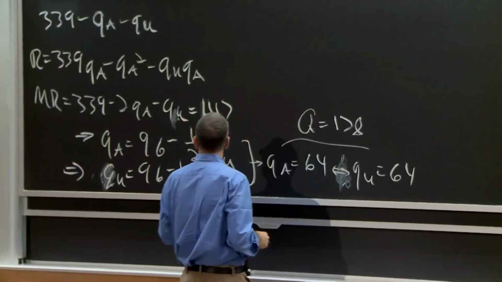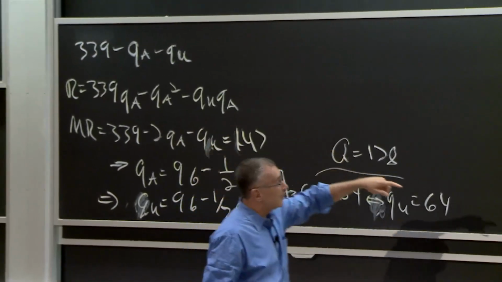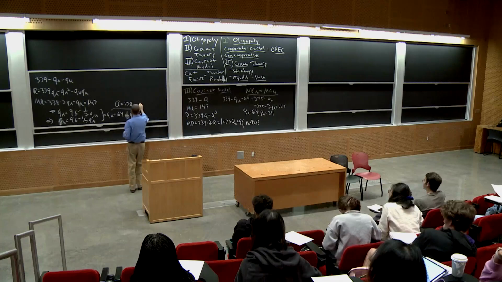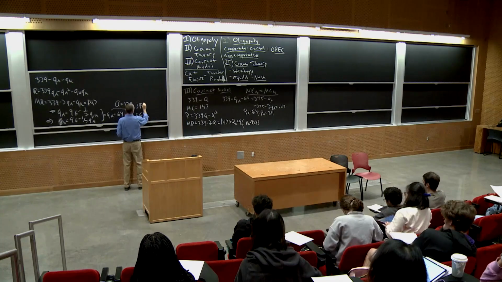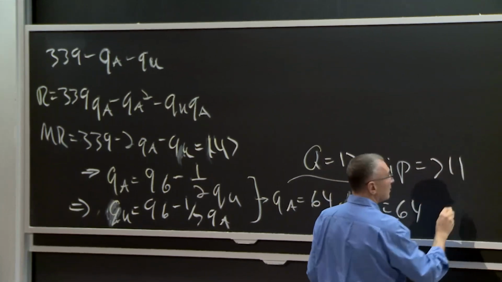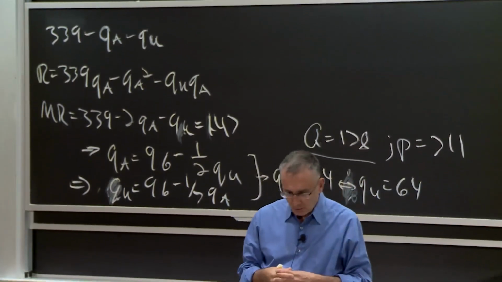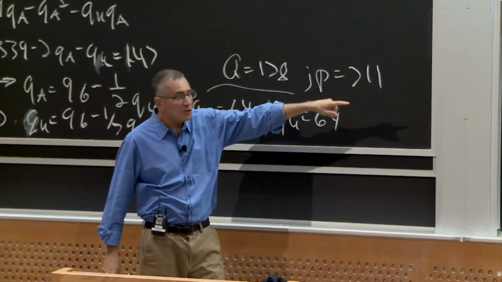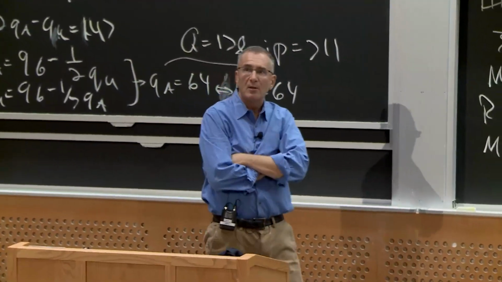And what's the price? Well, we know the demand curve. The demand curve hasn't changed. The demand curve is 339 minus Q. It's one market demand curve. So the new price is 339 minus 128, so 211. But Q is 128, whereas the monopoly quantity is 96. Great question. Why?